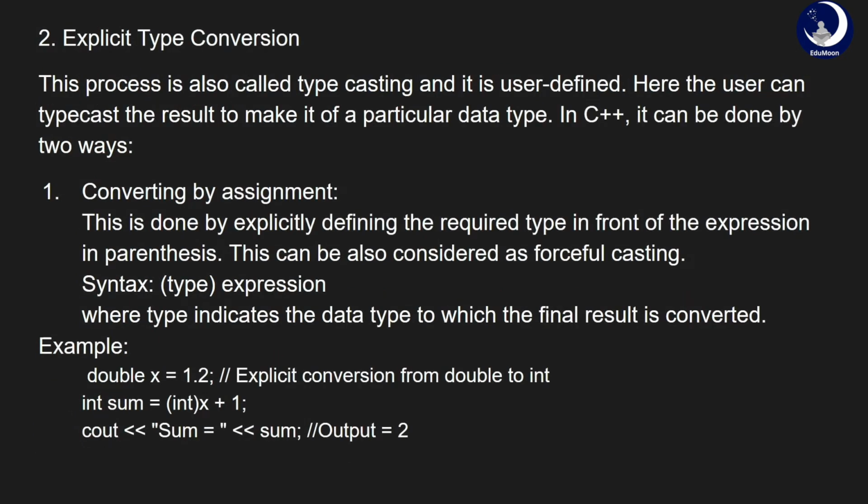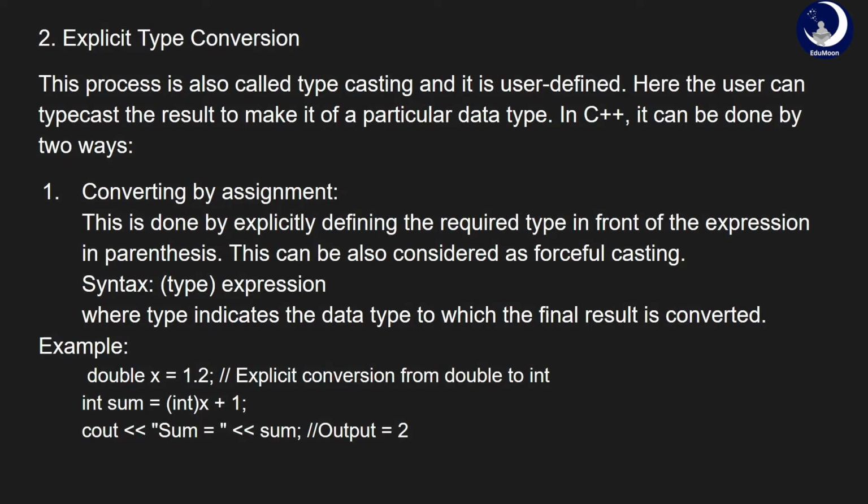And the second type of conversion is the explicit type conversion. This process is also called typecasting, and it is user defined. Here the user can typecast the result to make it of a particular data type. In C++, it can be done in two ways. The first way is converting by assignment. This is done by explicitly defining the required type in front of the expression in parentheses. This can also be considered as forceful casting.